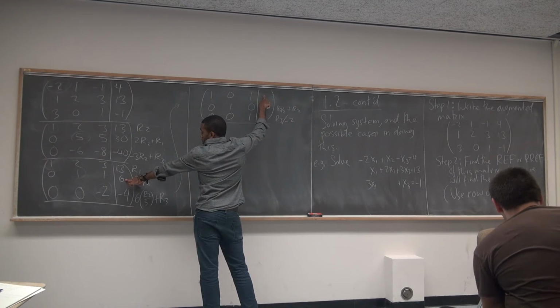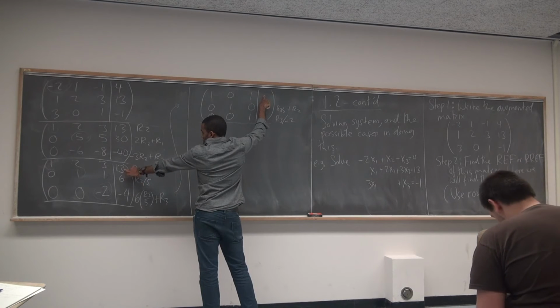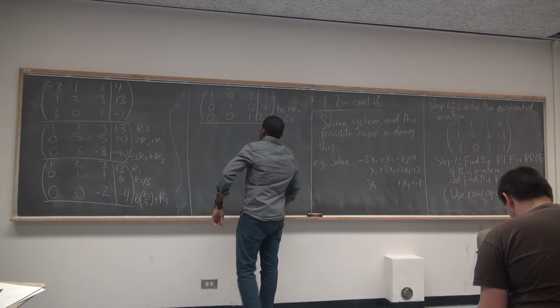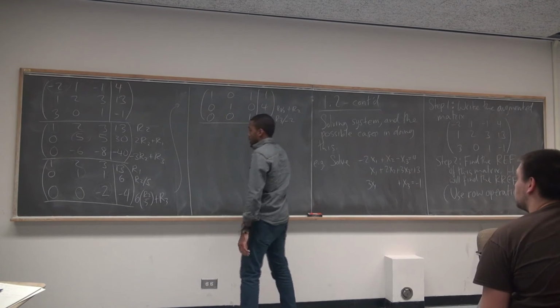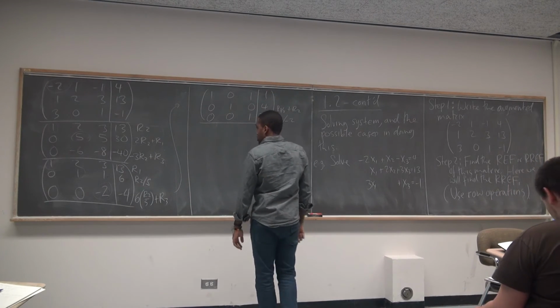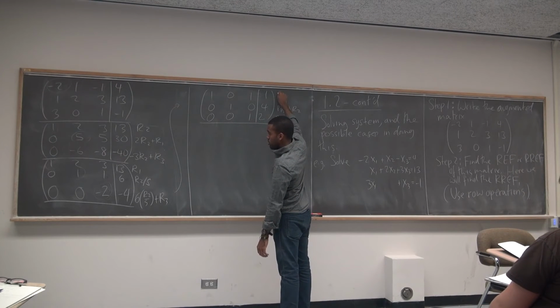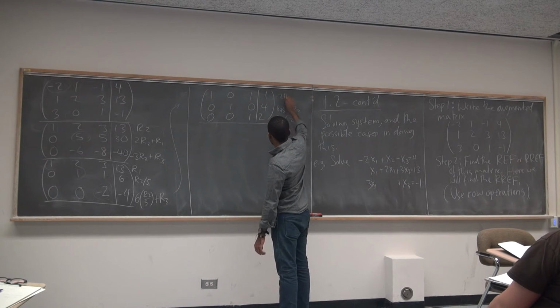-2 times 6 is what? 12. -12 plus 13. And what did I actually do? I took -2 times row 2.